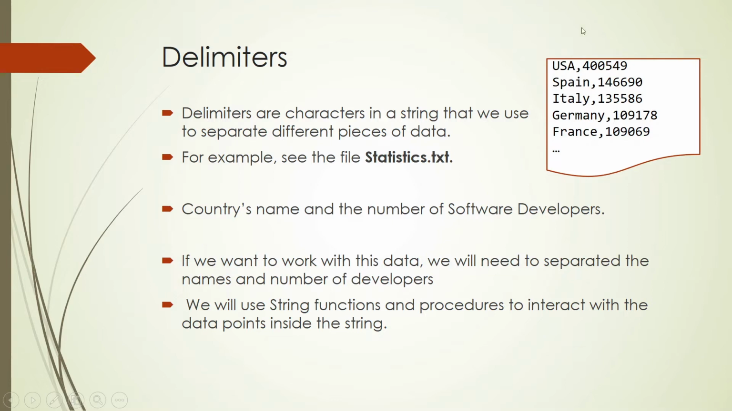So this CSV file has the list of country names and the number of software developers in each country. And this is, of course, a hypothetical example. If we want to work with this data, we will need to separate the names of the country and the number of developers. And to do this, I'm going to be using string functions and procedures to interact with the data points inside the string.